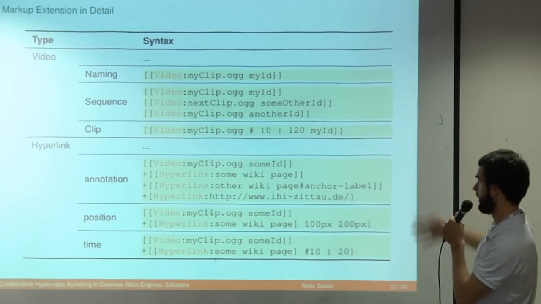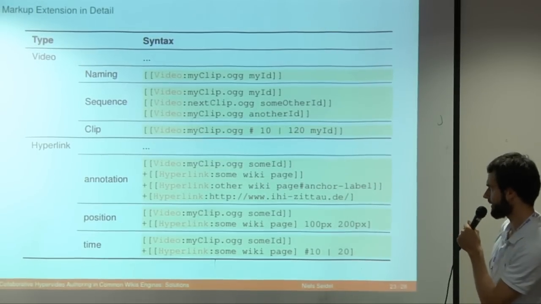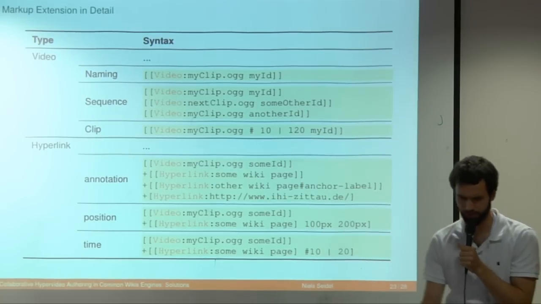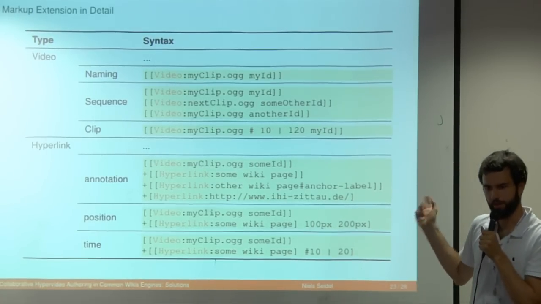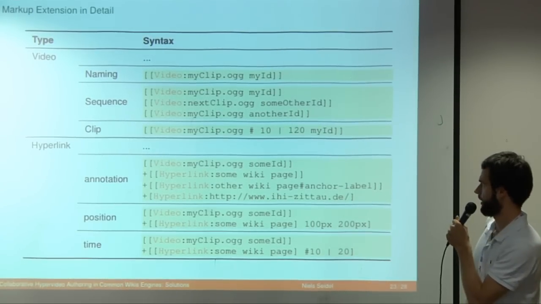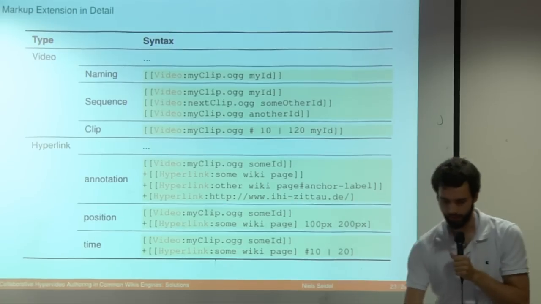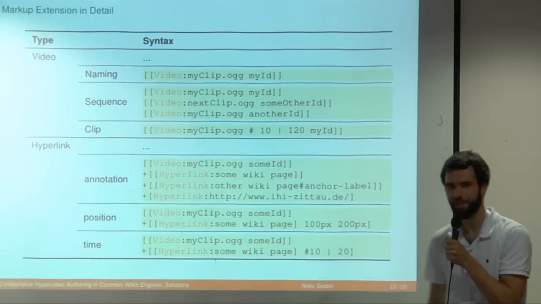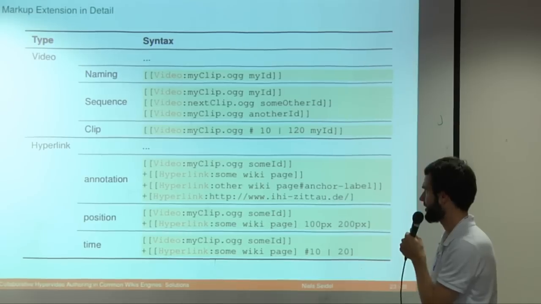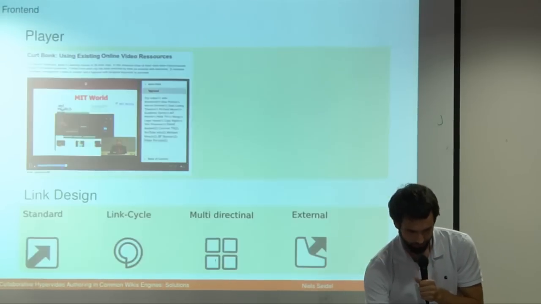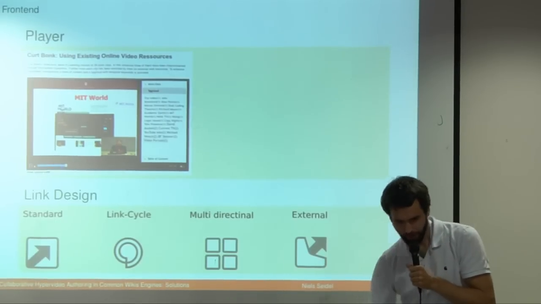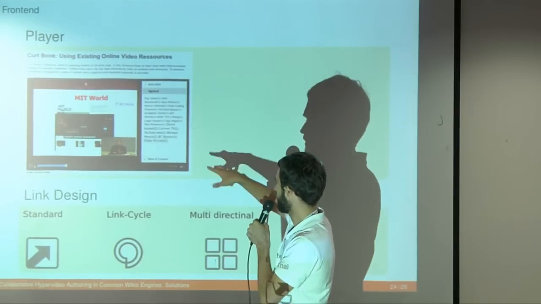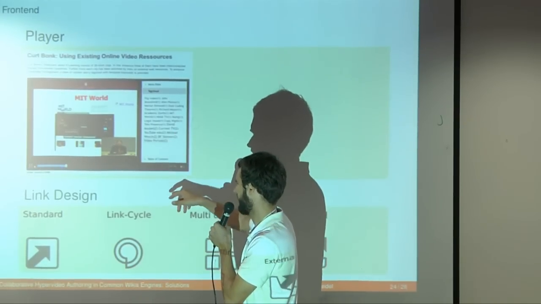Here's a detailed listing of the markup extensions. I've already explained almost all of that. You will find it on the internet later on. You can see my slides and send me emails if you're happy with it or if you think something should be changed or come in a different order. The player interface is very, very simple. This is an approach which has tags as well, but it's not that important.